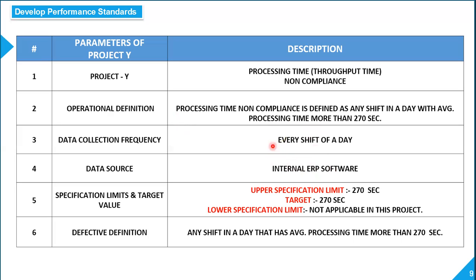So for every shift, we need to collect the average processing time per shift, and then we're going to compare it with 270 seconds, which is the target set by the client. And if performance is beyond 270 seconds, it is called defective. So we're going to collect it on every shift of a day. That's the frequency of data collection.